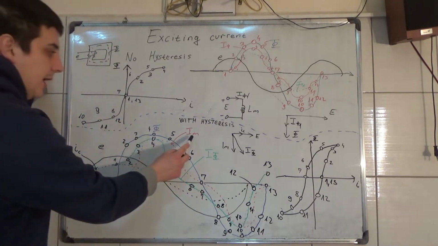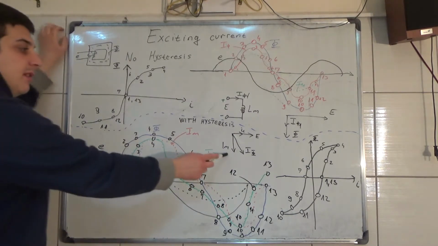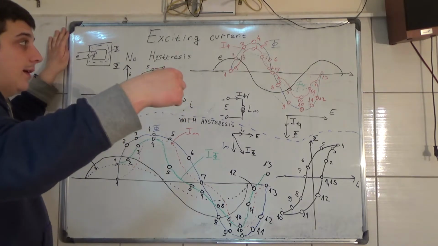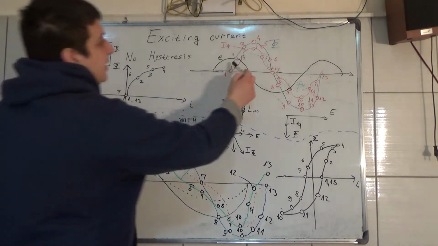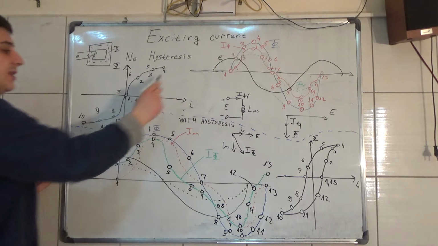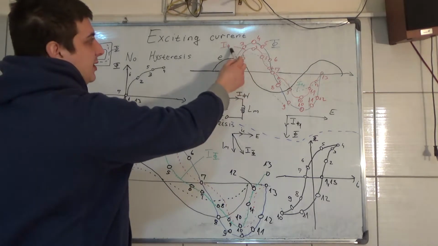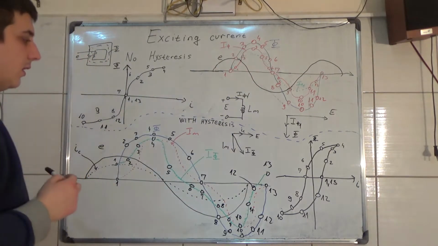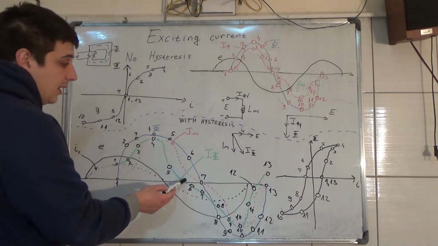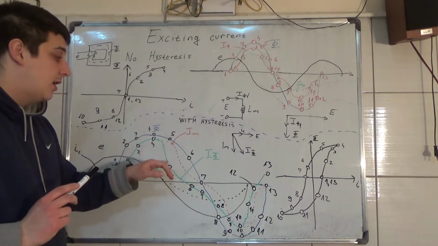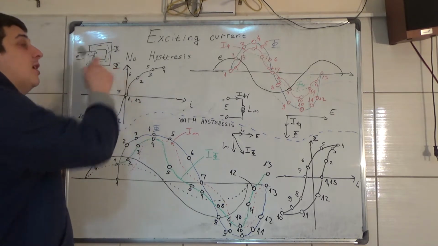Now this IM is the magnetizing current. This current magnetizes the magnetic circuit around here, and this is the same current as the exciting current would be if there was no hysteresis. So this red interrupted line is actually this IF. And this green line is the exciting current that we provide to the magnetic circuit.